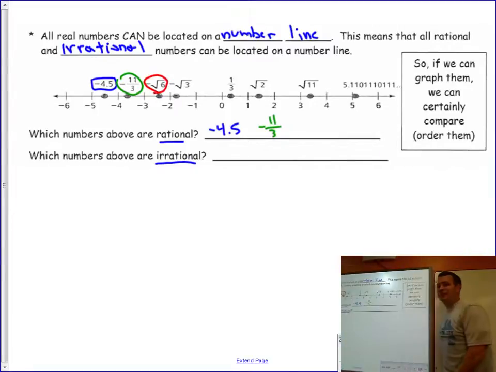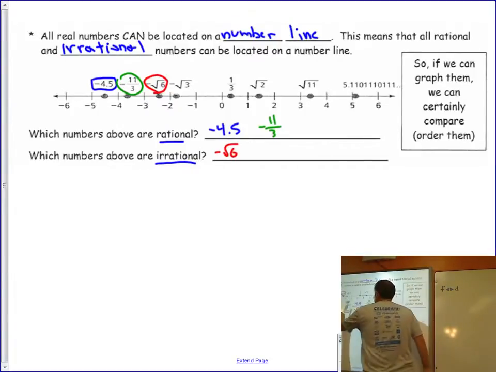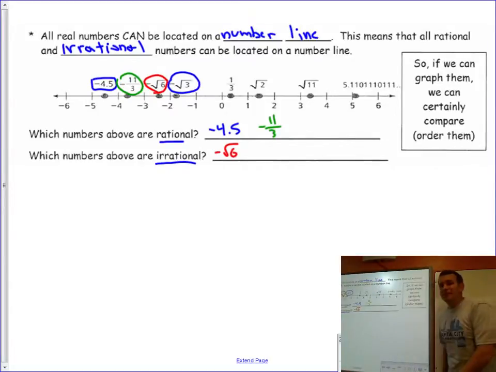How about negative the square root of 6? Don't let the negative throw you. This is just whatever the square root of 6 is, but I want negative the square root of 6. So I know that 6 is not a perfect square. Therefore, its square root is irrational. It's a non-terminating, non-repeating decimal. That brings me to the square root of 3. The square root of 3 is also not a perfect square, so its square root is also irrational.